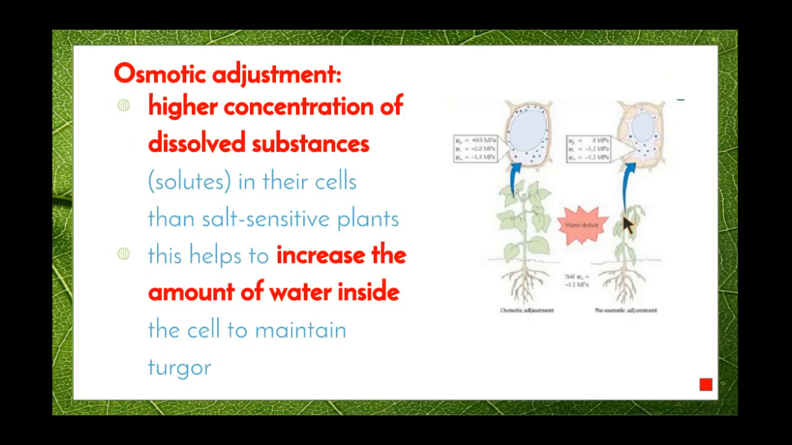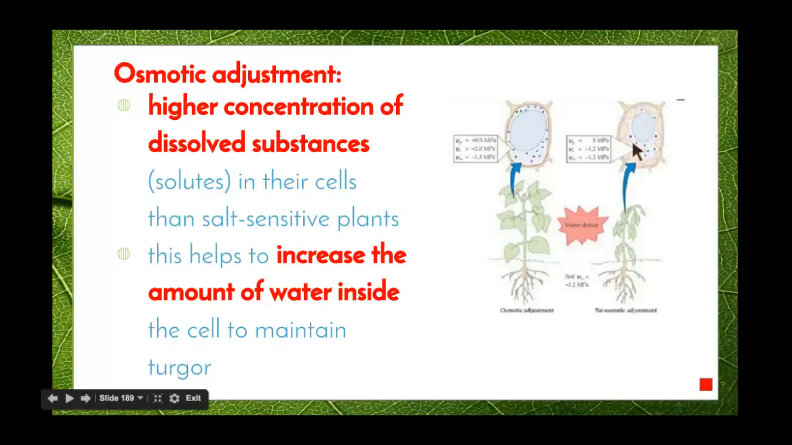So the last adaptation we have is osmotic adjustment. So higher concentration of dissolved substances in the cells than the salt-sensitive plants. So this helps to increase the amount of water inside the cell to maintain turgor. So as we can see here, this plant is able to increase the amount of water that's inside the cell, which helps to keep the cells nice and turgid and provide the plant with support.